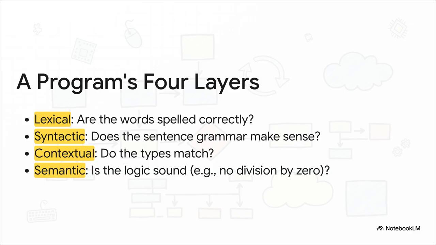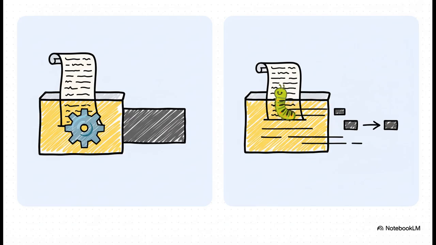First step is the lexical layer. That's just checking, are all the words spelled right? Then you've got the syntactic layer, which is like grammar check. Does the sentence structure actually make sense? Next is contextual, which makes sure your types match up. You can't add a number to a word, right? And finally, the semantic layer asks if the logic itself is sound, to prevent impossible things like trying to divide by 0.